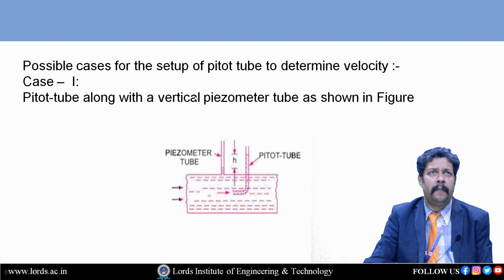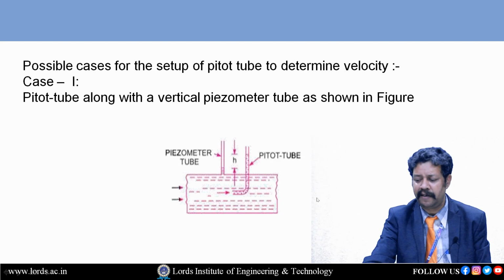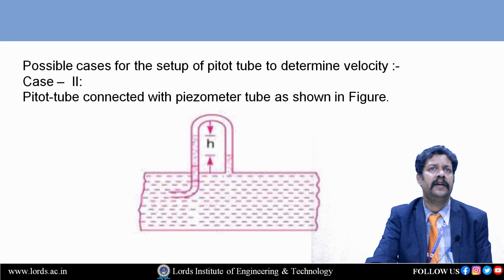And now the possible cases for setup of pitot tube to determine velocity. First, pitot tube along with a vertical piezometer. Here you can see it is a vertical piezometer and it is a pitot tube. So the difference in water levels can be measured. It is nothing but H. So V1 is equal to CV into square root of 2GH. You can measure velocity very easily.